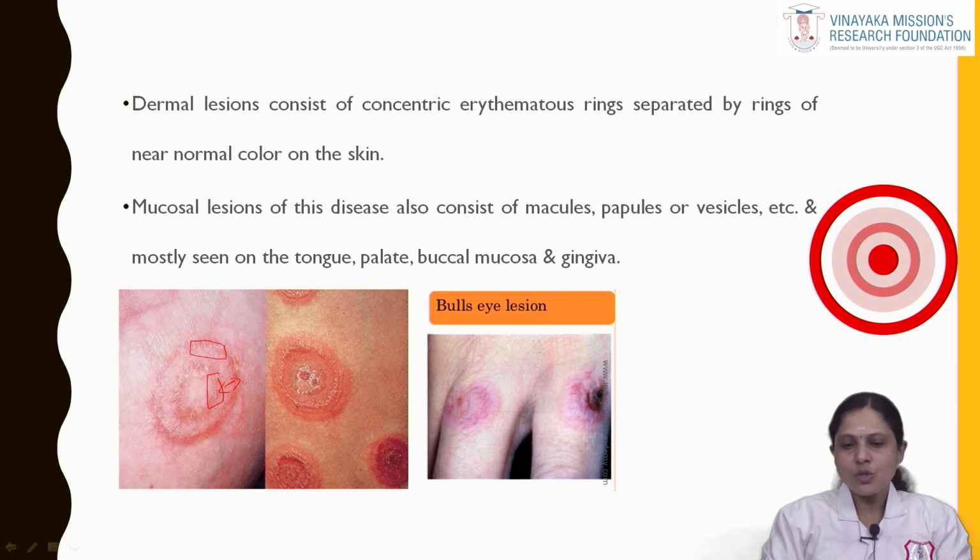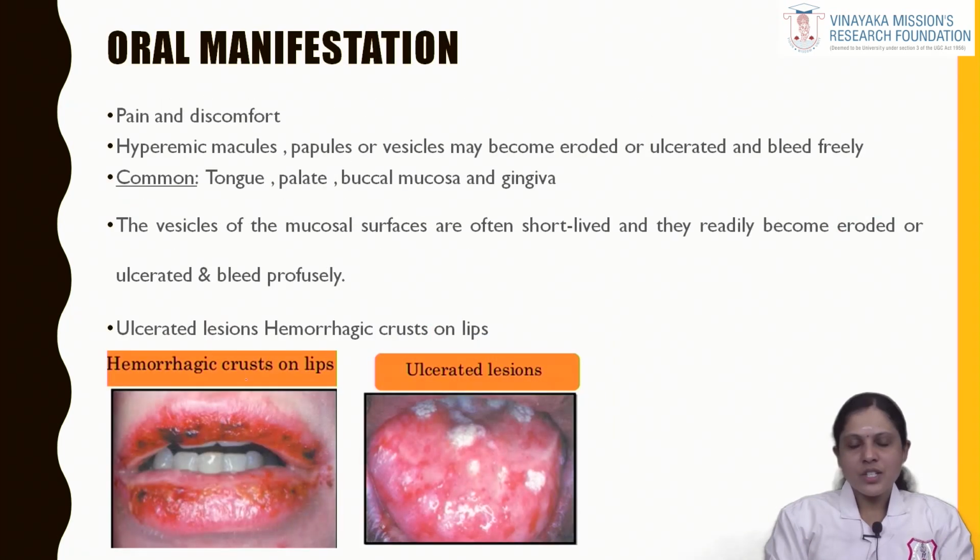The mucosal lesions of the disease also consist of macules, papules or vesicles, mostly involving tongue, palate, buccal mucosa and gingiva. Oral manifestation: the oral lesions mainly involve tongue, palate, buccal mucosa and gingiva, which present as hyperemic macules and papules, which are very painful and usually lead to discomfort to the patient, and they bleed profusely.